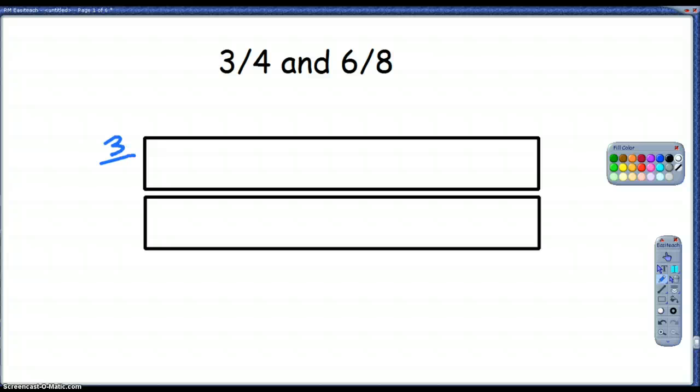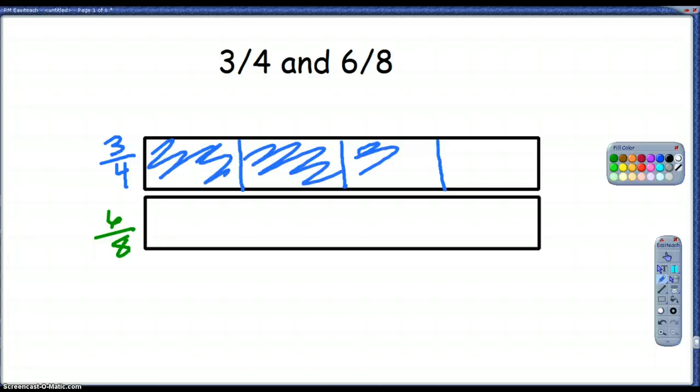So we have 3/4 here, and we have 6/8. And I'm going to draw a picture of both of them to help me compare the two. So 3/4, that means I need to split this into 4 equal pieces. And 3/4 would look like this. 3 equal pieces shaded in.